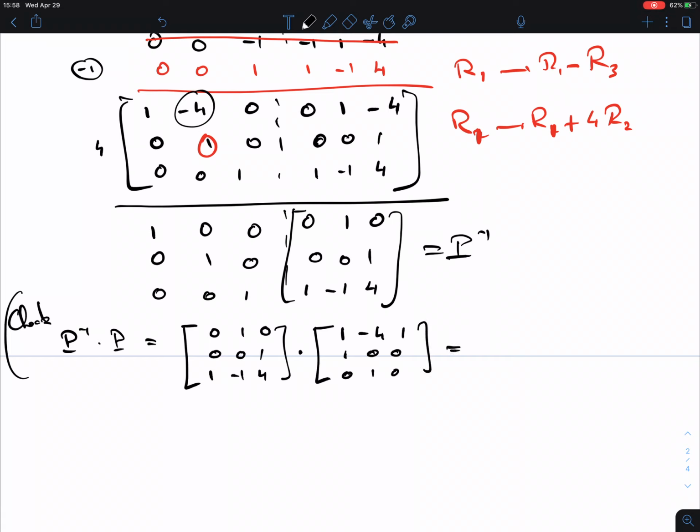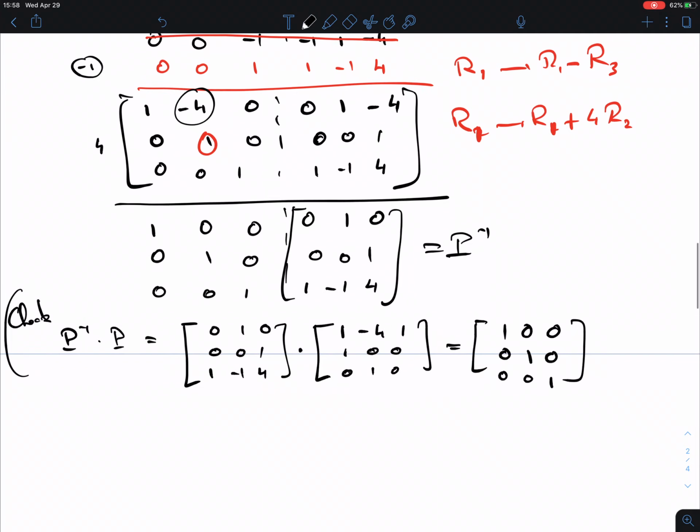And so let's work this out. 0 plus 1 plus 0, I get 1. 0 plus 0 plus 0, 0 plus 0 plus 0. 0 plus 0 plus 0, 0 plus 0 plus 1, 0, 0, 0. 1 minus 1 plus 0, that's actually 0. Then I have minus 4 plus 0 plus 4, another 0. And I have 1, 0, 0. Yes. So I was correct.